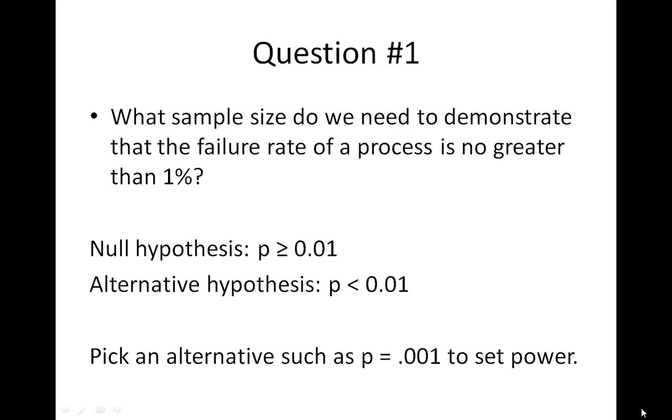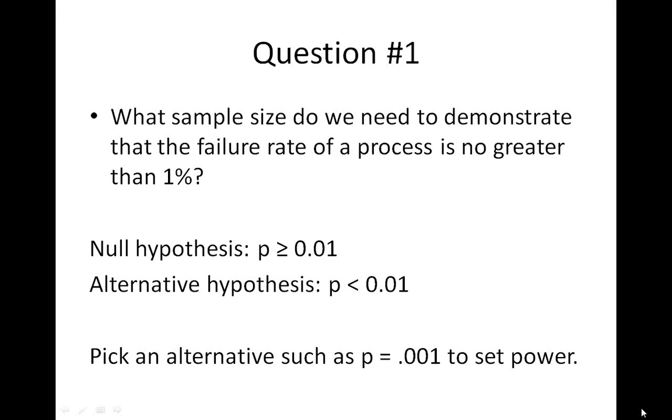Now, one of the things you've got to be a little bit careful of when you set up hypotheses is that what you want to demonstrate needs to go into the alternative. Okay? When you do a statistical test, to reject or not to reject, that is the question. You either don't reject the null or you do. So if you're trying to prove something, what you need to prove goes in the alternative.